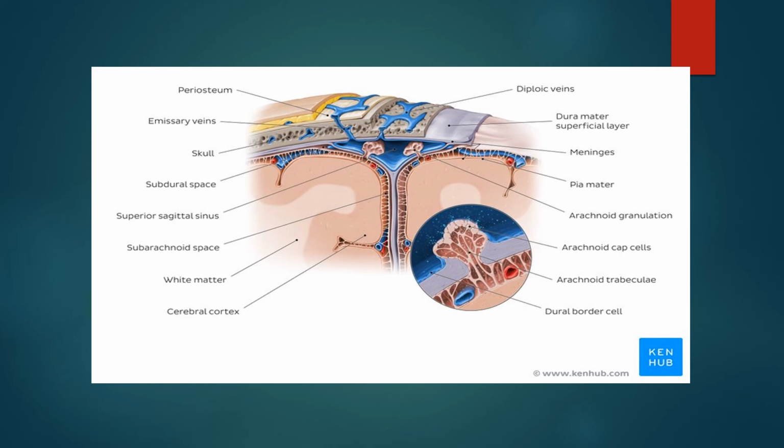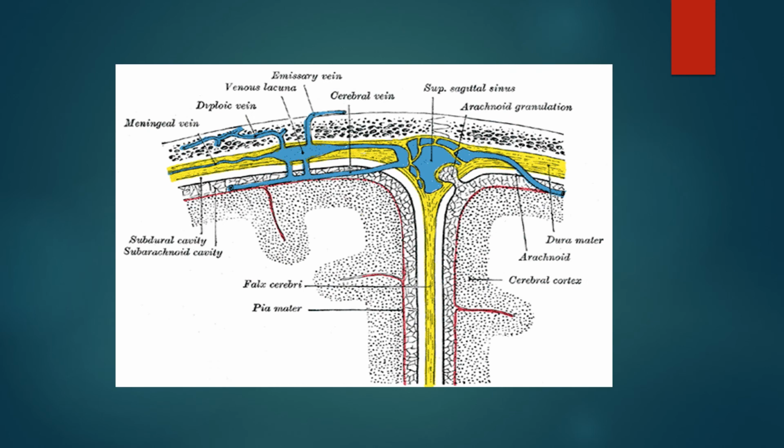The inner meningeal layer of the dura mater is reflected as 4 septa. The 4 septa form 4 compartments, which include the falx cerebri, the falx cerebelli, tentorium cerebelli, and the diaphragma sellae.